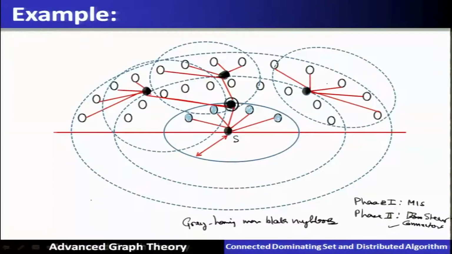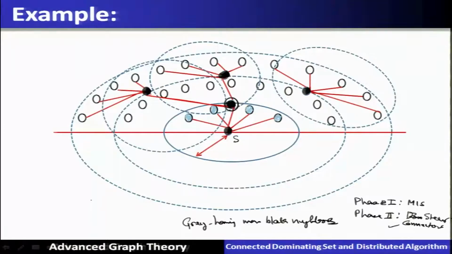So when phase 2 finishes, all the black nodes will have been assigned a connector node through a gray node, and there is no gray node having an effective black node without any connection with its neighbor dominating sets or its neighbor MISs. Hence the algorithm will terminate, forming a connected dominating set, which is shown here with the black nodes.